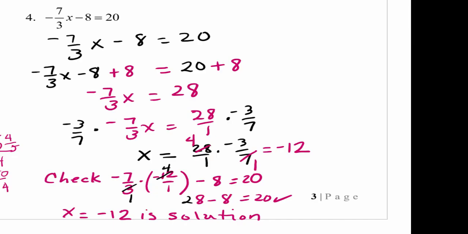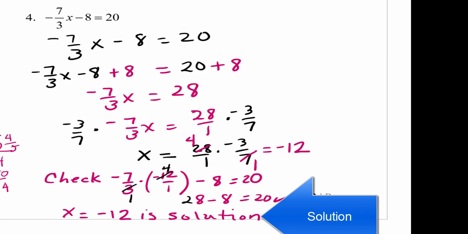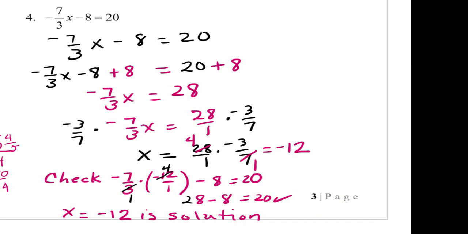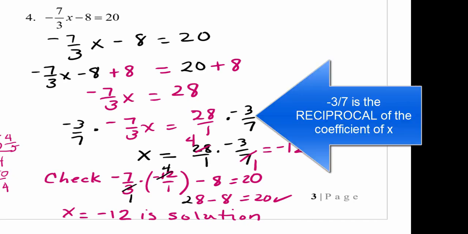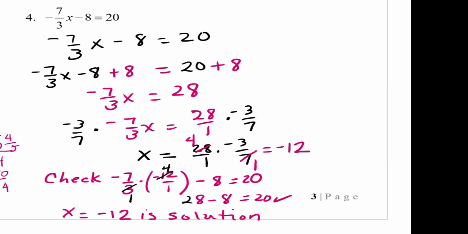Okay, here's the solution. Let's see how close did you get. First of all, the answer is x equals negative 12. Did you get that? So the steps would have been you added 8 to both sides, which gives you negative 7/3 x equals 28. You then multiply both sides by a negative 3/7, which is the reciprocal of the coefficient negative 7/3, to get a 1x. And then on the right-hand side, that gives you the negative 12.